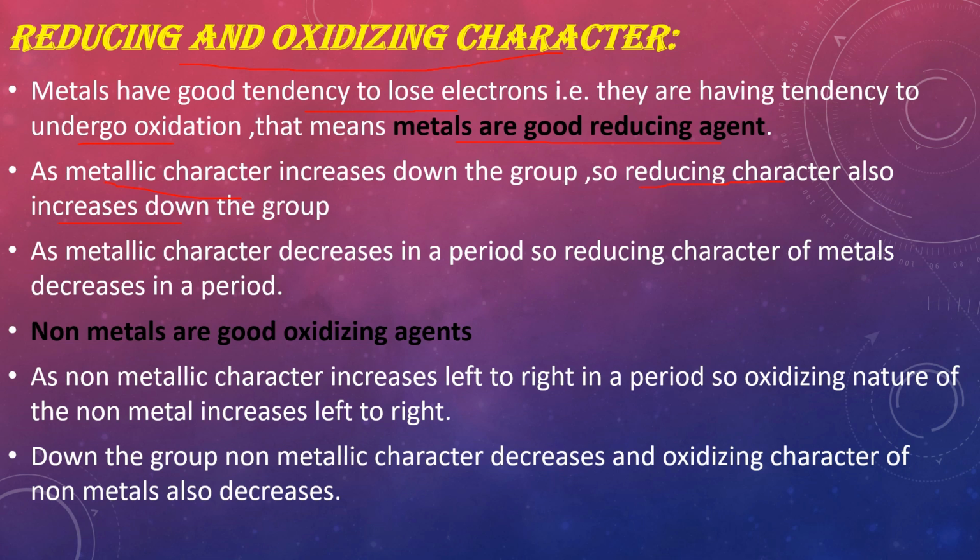Now, non-metals are good oxidizing agents because non-metals are formed by gain of electrons, and gain of electrons is reduction. So the process is reduction, hence non-metals undergo reduction. That means they are good oxidizing agents. Now non-metallic character increases left to right in a period. So the oxidizing nature of non-metals also increases left to right. On the other hand, when we move down the group, the non-metallic character decreases, and hence the oxidizing character of non-metals also decreases down the group.